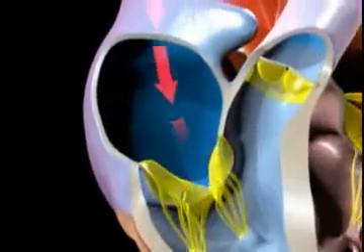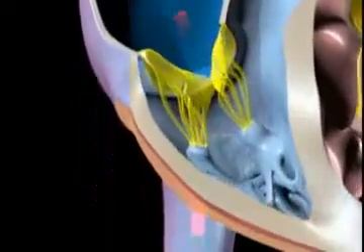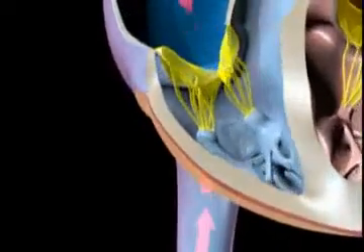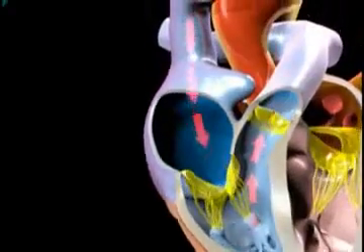Contraction of the right atrium in each cardiac cycle forces blood into the right ventricle. This is followed by contraction of the right ventricle, which pumps blood into the pulmonary artery, sending it on through the blood vessels of the lungs.